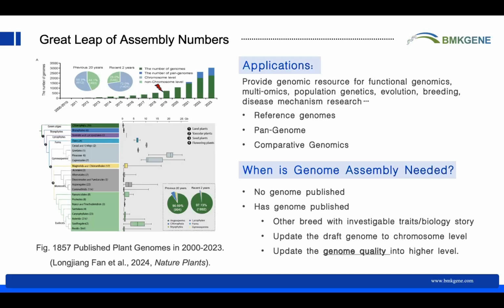Another case is that the species already has a chromosome-level genome, but the genome is just at the haploid level. That means just one set of the genome has been assembled.